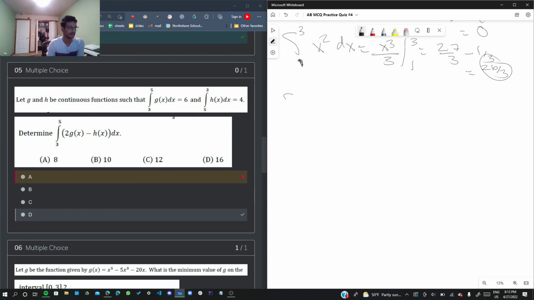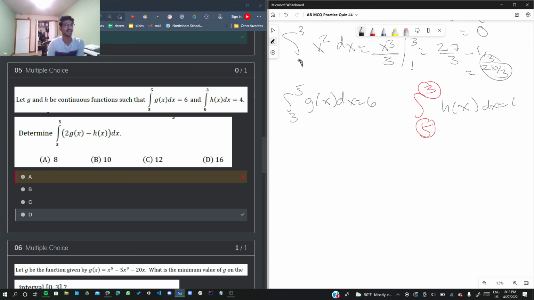Okay. Not happy with this, but they said the integral from 3 to 5 of g of x dx is equal to 6, but the integral from 5 to 3 of h of x dx equals 4. Yeah, and this question was super easy. I don't know how I fell for this. Okay, at least I know what I did wrong, and I know what to look out for in the AP exam.